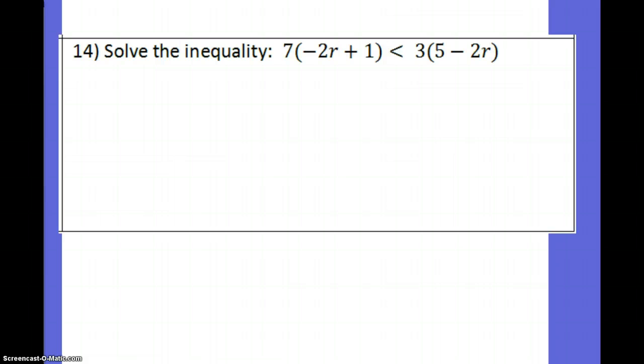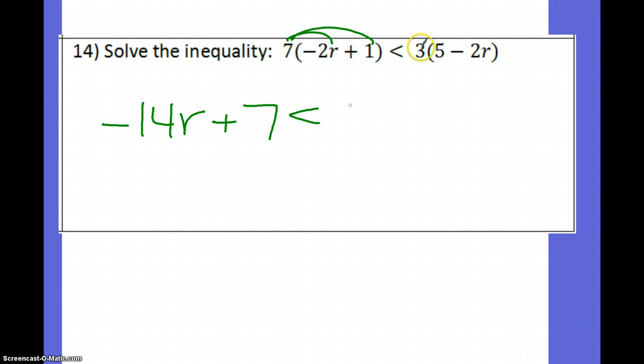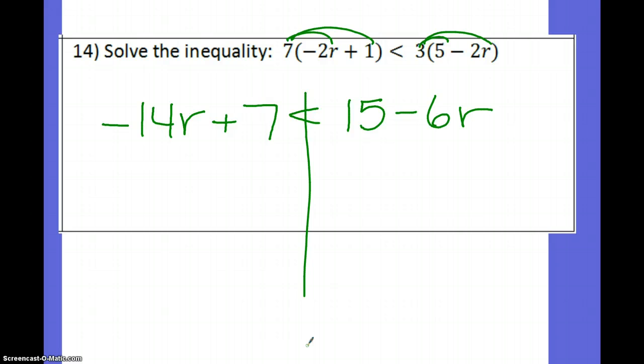Solve the inequality. So we're going to distribute first. Negative 14r plus 7 is less than. Again, we're going to distribute on this side. 15 minus 6r. And because we have r's on both sides, that's the first thing you want to get together. And you could either add 14r or add 6. I'm going to add 6. Doesn't matter. So add 6r to like terms on both sides.